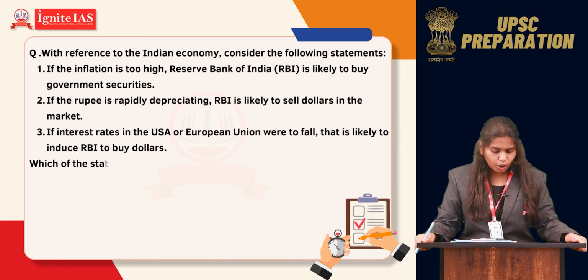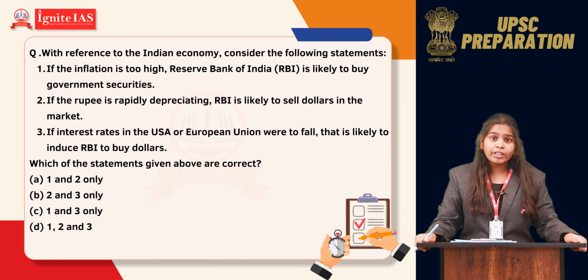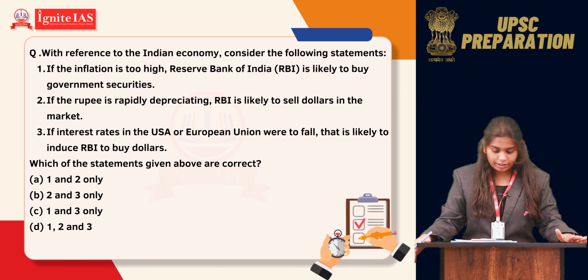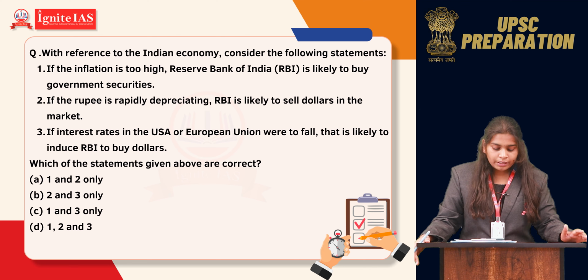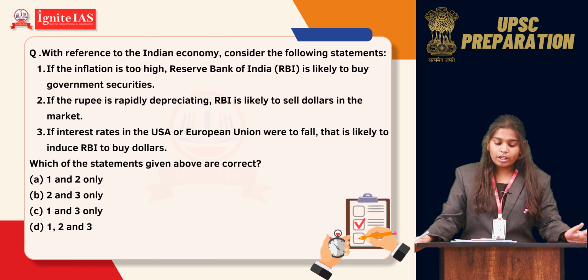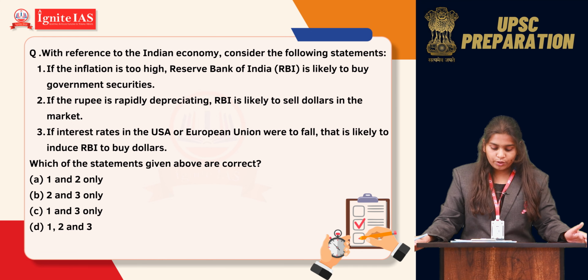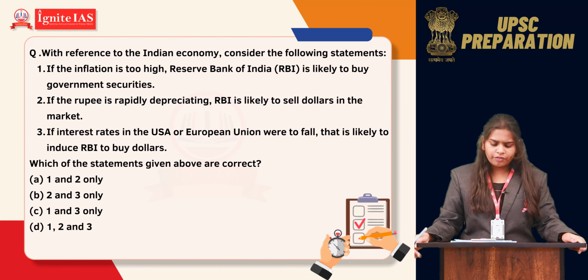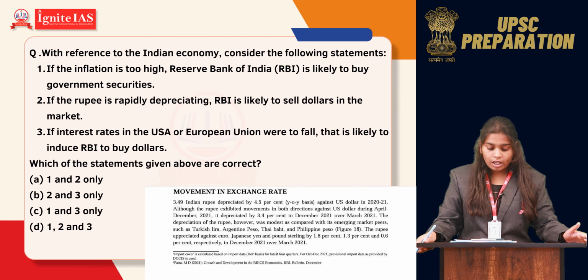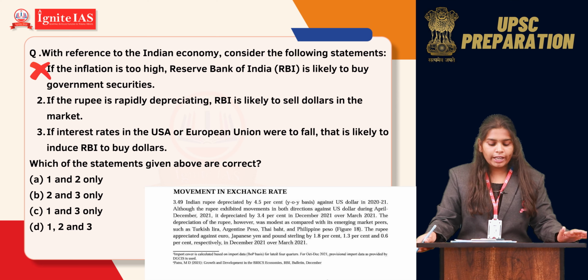With reference to the Indian economy, consider the following statements. One: If inflation is too high, the Reserve Bank of India, which is nothing but RBI, is likely to buy government securities. Two: If the rupee is rapidly depreciating, RBI is likely to sell dollars in the market. Three: If interest rates in the USA or European Union were to fall, that is likely to induce RBI to buy dollars. If you read this document again, it is the same chapter, the third chapter itself, external sector. We can easily eliminate the first statement, where inflation is too high, as RBI is never likely to buy government securities. So the answer is 2 and 3.